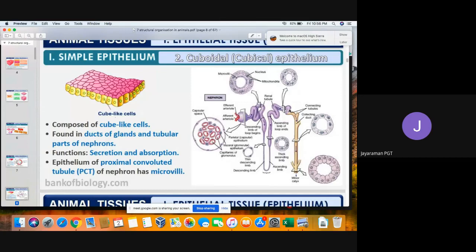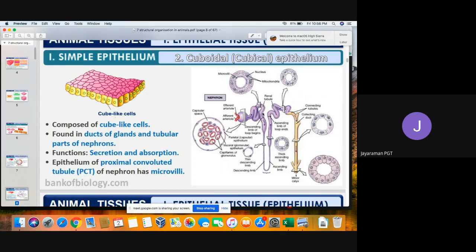Absorption and secretion of substances is a function of cuboid epithelium. It is attached to the glands, the ducts of the glands, or the tubular part of the nephron, that we can make a note. And one extra point: the epithelium of the proximal convoluted tubules of the nephron has microvilli in this part.